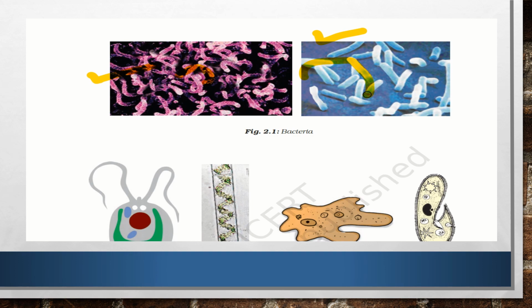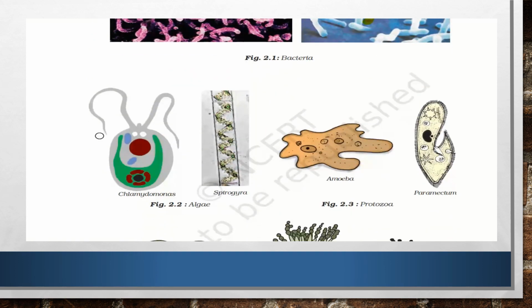Now next comes the algae. Here you see the algae, Chlamydomonas and Spirogyra. So algae, what are these? These are simple plant-like organisms. They have cell walls. Here you can see they have cell walls around them, just like a plant cell, and they possess chlorophyll. So they are green in color, and they can make their own food during photosynthesis.